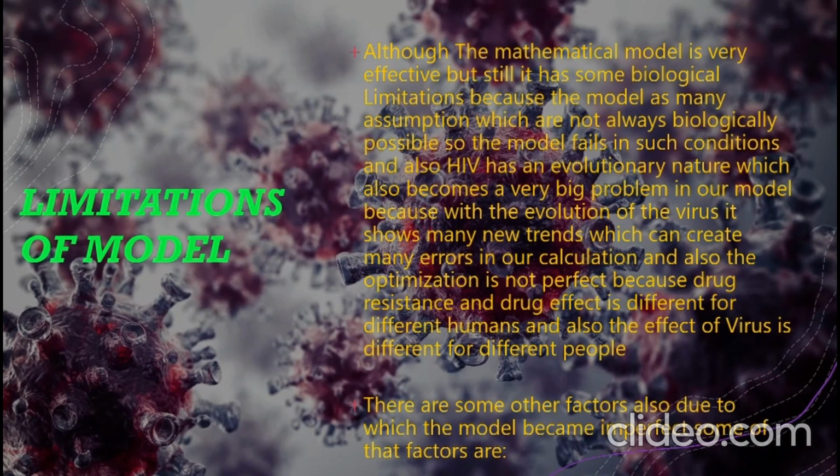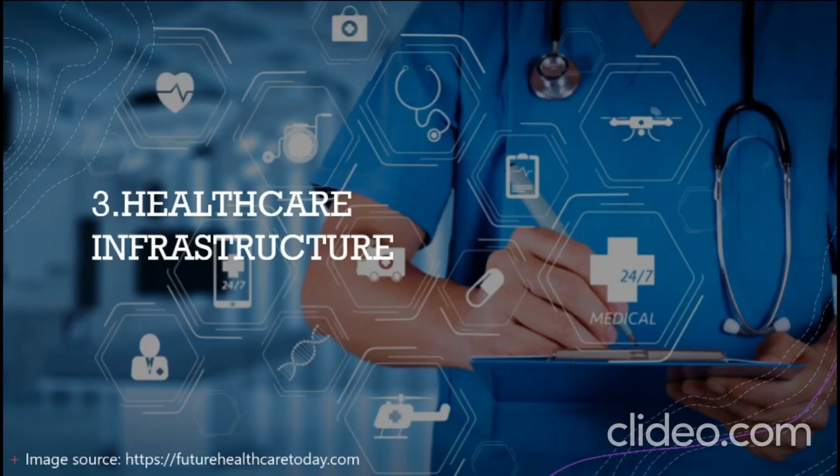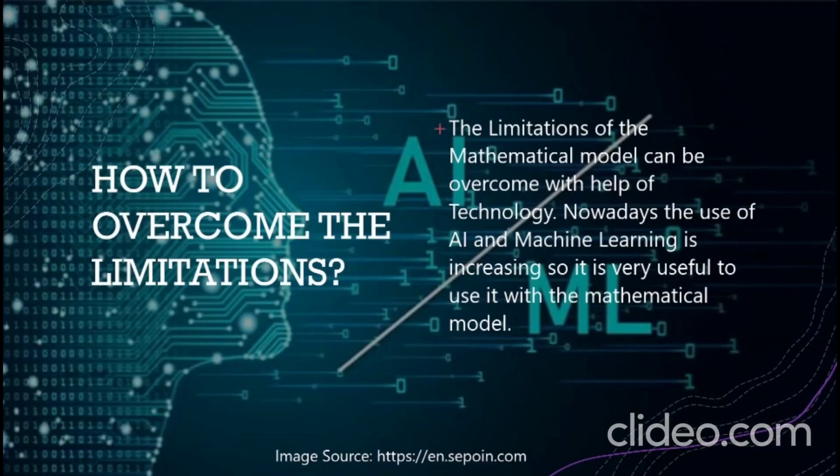Though the model works, it does have certain limitations. These limitations include that HIV has an evolutionary nature, which becomes a very big problem in our model, because with evolution of the virus, it creates many new trends which are not included in the calculation. Drug resistance and drug effect are different for different humans, and also the effect of the virus is different for different people. There are various other factors affecting the model, which are human behavior, heterogeneity, healthcare infrastructure, and data limitations.